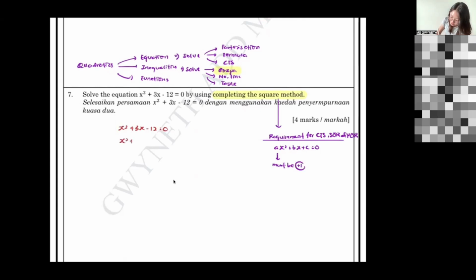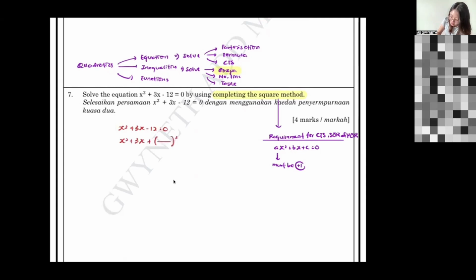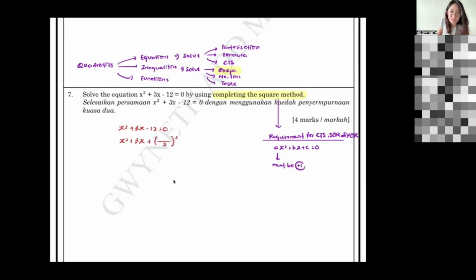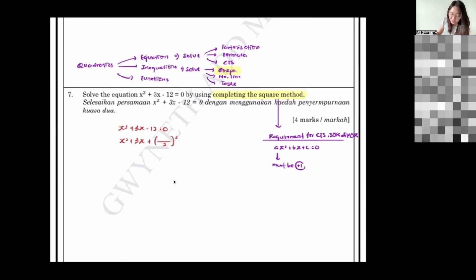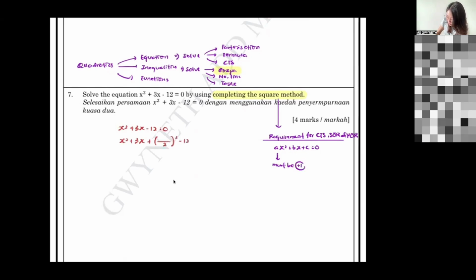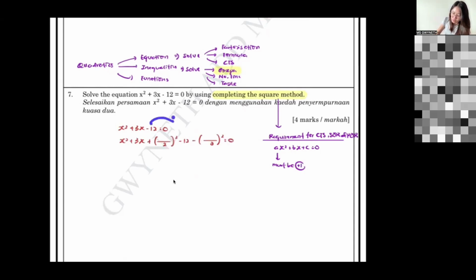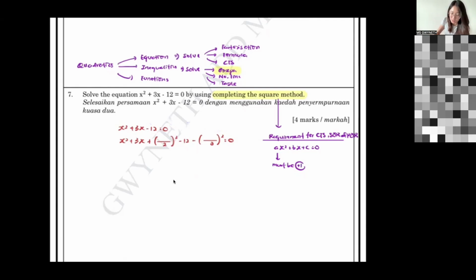First write down the terms with x. Open up a bracket, add a bracket, square, divide by 2. CTS is completing the square. Then continue, minus 12, minus a bracket square, divide by 2. Some of your school teachers will ask you to move 12 over and then here plus bracket square. Same thing. Same thing. All right.